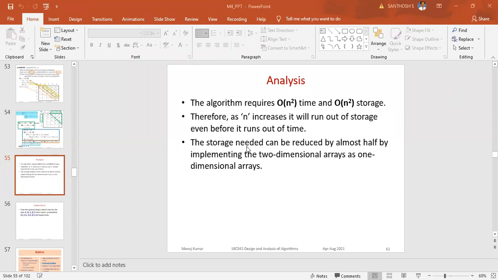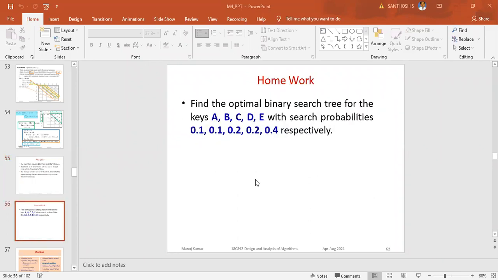The storage needed can be reduced by almost half by implementing the two-dimensional array as a one-dimensional array. So this will be the homework concept. Find the optimal binary search trees with the keys A, B, C, D, E with the search probabilities 0.1, 0.1, 0.2, 0.2, 0.4 respectively. So kindly go through this particular concept.